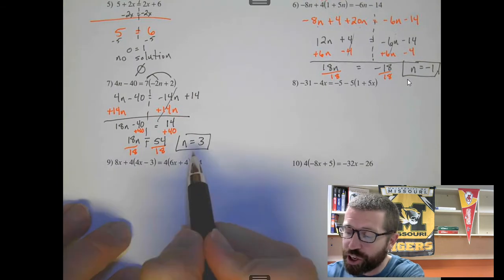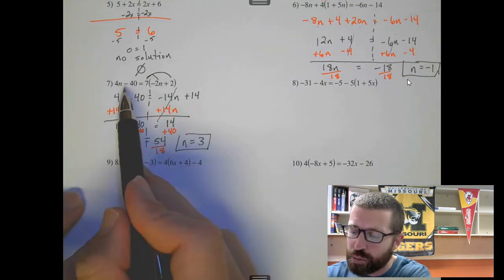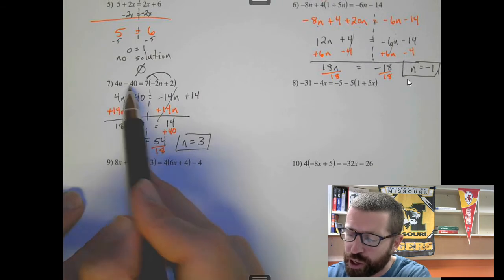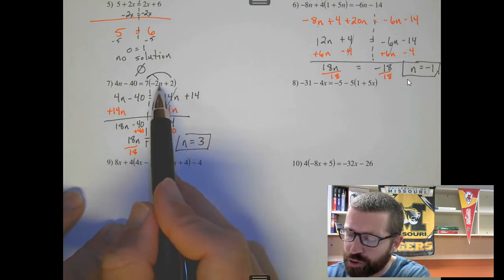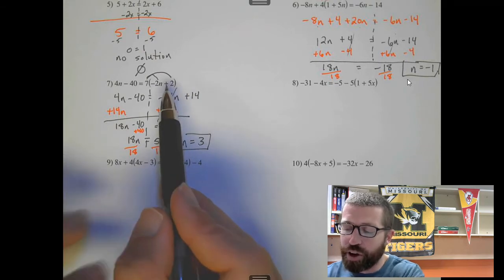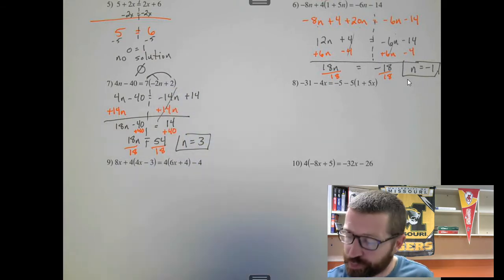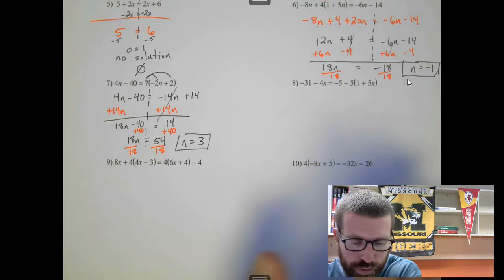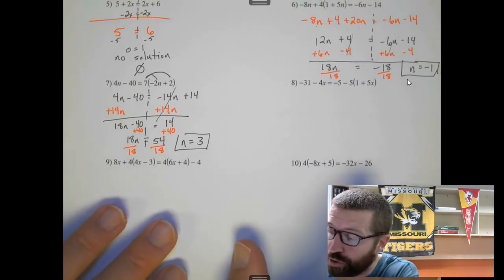And once again, you can check your work. If you go back to the beginning, plug in n here, or 3 here, you get 12 minus 40. Plug in 3 here, you get negative 6 plus 2, and then times 7, and they are equal to each other. If they're not equal to each other, then you did something wrong.